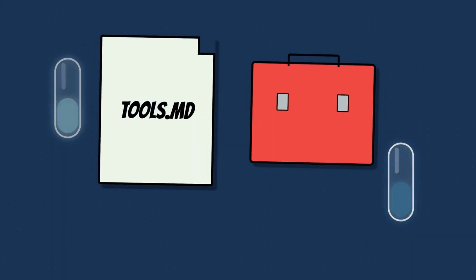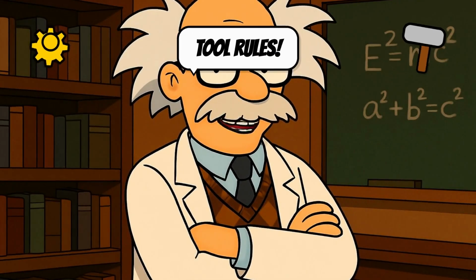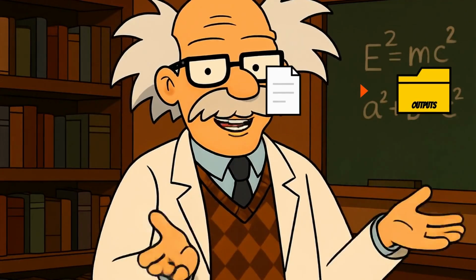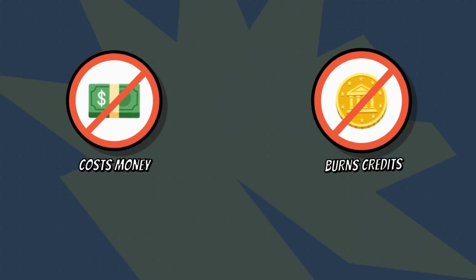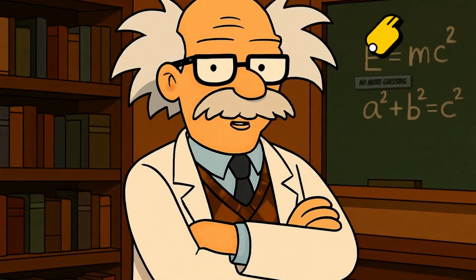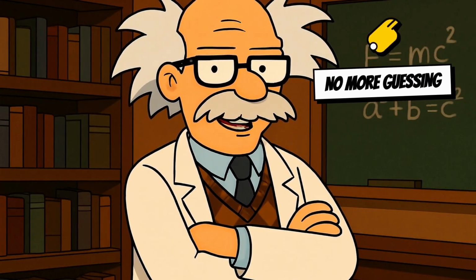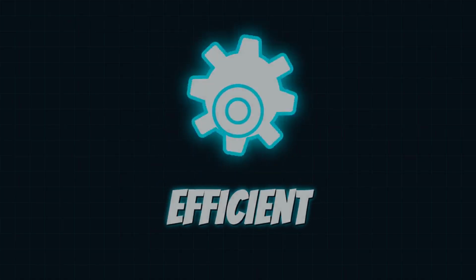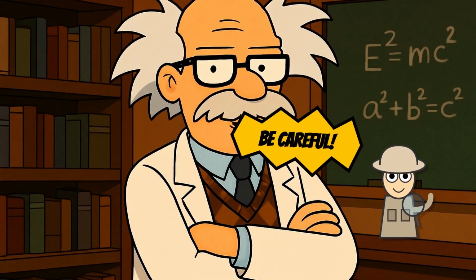Then we should take a look at the TOOLS.md file. This file is for practical tool rules. Which commands work? Which scripts should be used? Now, where exactly are your outputs saved? Which tool should be avoided because it costs money, burns credits, or creates the wrong kind of output? If the agent keeps using the wrong command or guessing which tool to use, TOOLS.md needs better instructions. A good tools file keeps the agent efficient. It also keeps the agent from being adventurous in places where you want it to be careful.